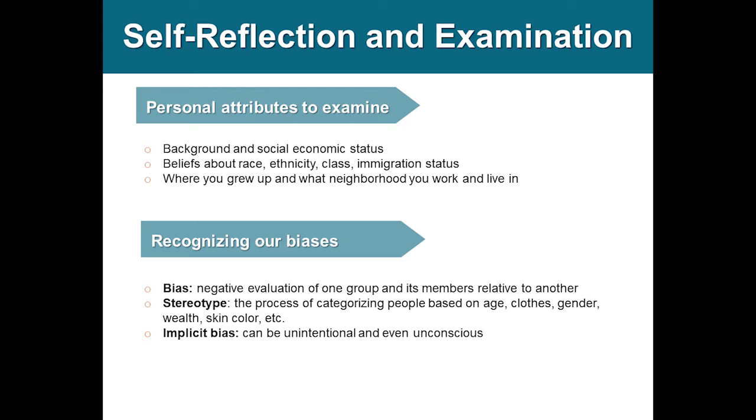Explore your beliefs about race, ethnicity, class, religion, immigration status, gender roles, age. Where you live or grew up matters and shapes your views of others. All of these attributes and the value we give them are important to examine. Even people who genuinely believe in racial equality and justice unknowingly engage in behavior that may favor one group of people over another. When we self-reflect, we are able to recognize our biases.